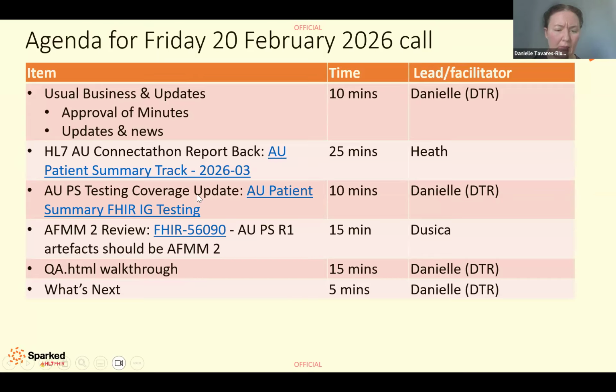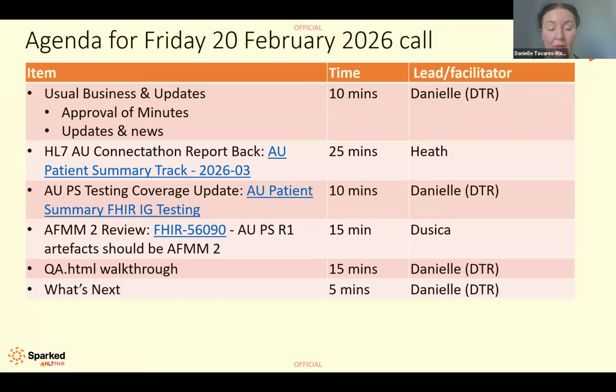I'll give a quick where are we now in terms of our coverage of testing from Patient Summary, before Dushika, who is a primary editor of the AU Patient Summary FHIR IG, will bring us up to speed on the artifacts that we think have met the AFMM2 criteria, and put that to the group that we should now mark these as AFMM2.